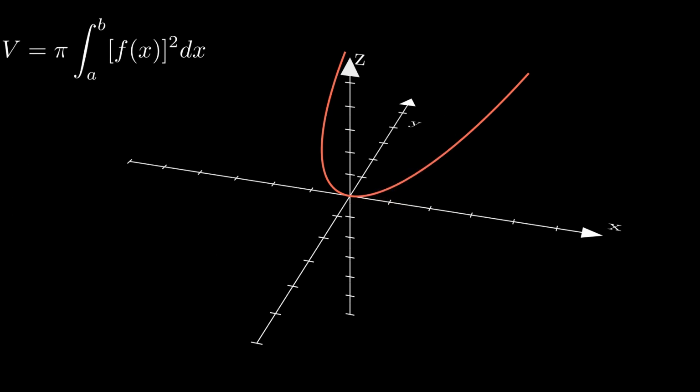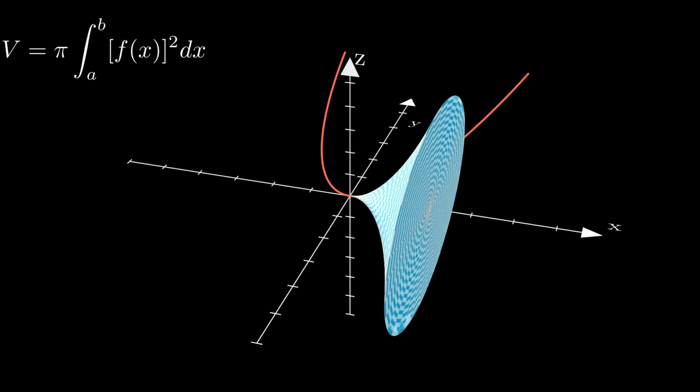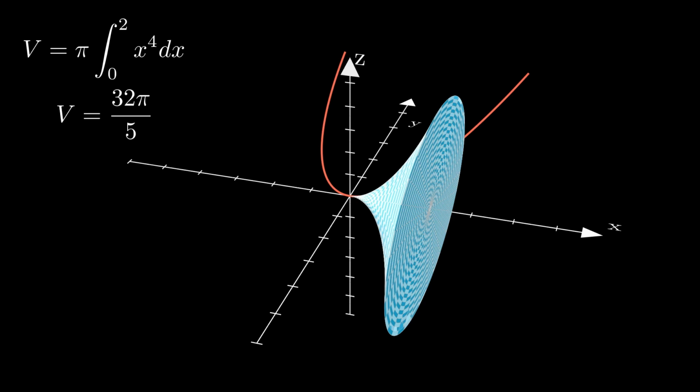Recall that in this case we were rotating the region bounded by this graph and the x-axis and the line x equals 2 around the x-axis. As a result, the bounds of our integral become from x equals 0 to x equals 2. Further, our function is f of x equals x squared, so let's add that into the equation. If we simplify this, then we get the following integral. This can be evaluated using the power rule, and we get the final answer of 32 pi over 5 for the volume of this solid of revolution. And look at that, we just found the volume of a solid of revolution using the disk method.